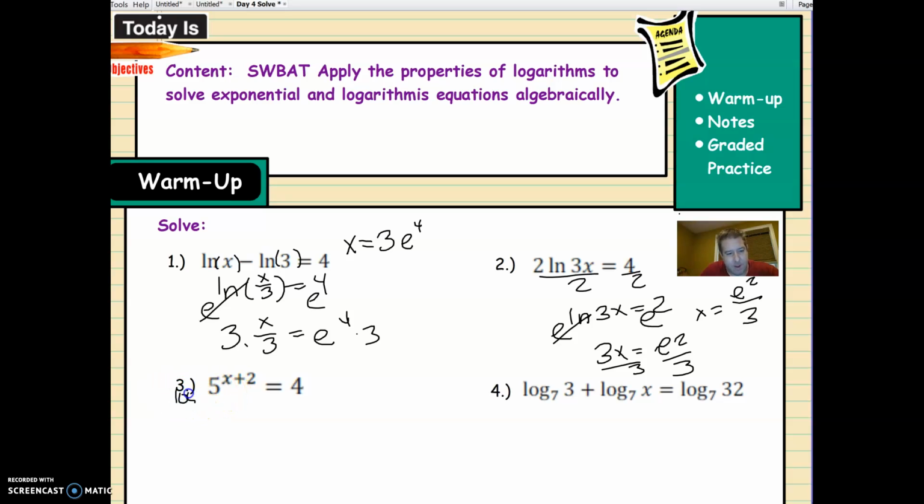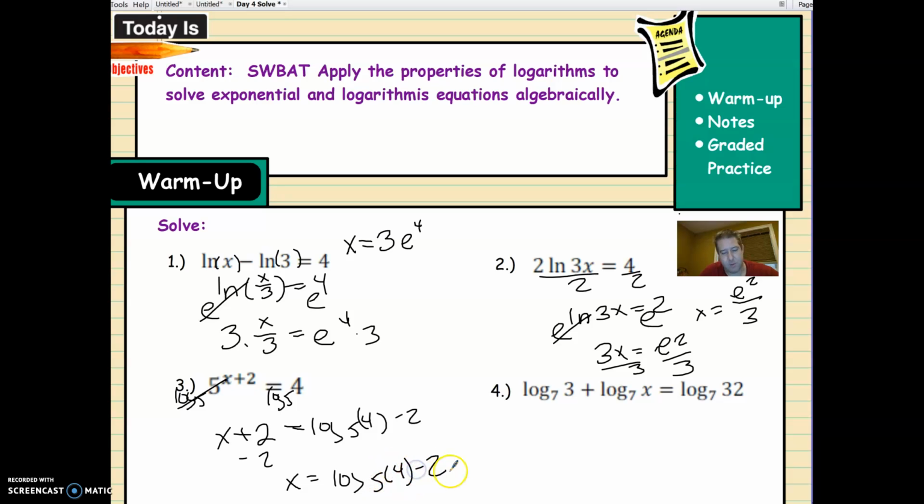This one's an exponential, so I'm going to do the inverse of that, which is logarithmic, and I'm going to do log base 5 of both sides. And that cancels out. Leaves me with x plus 2 equals log base 5 of 4. And then last but not least, I would subtract 2 from both sides. So x is log base 5 of 4 minus 2.